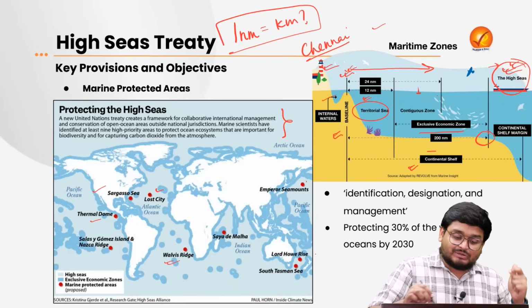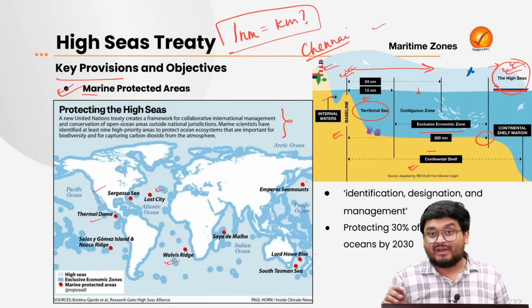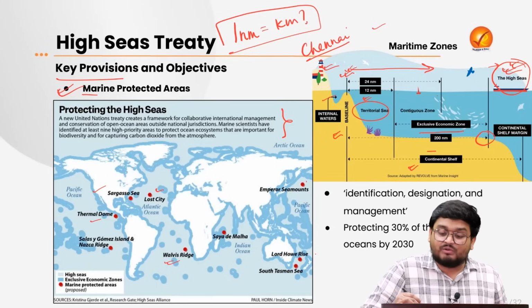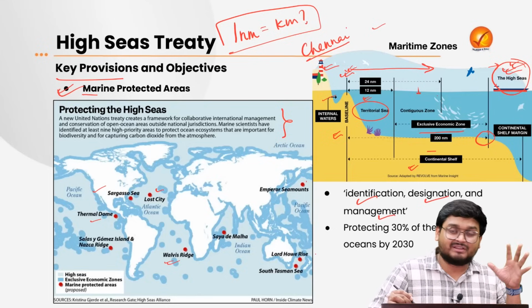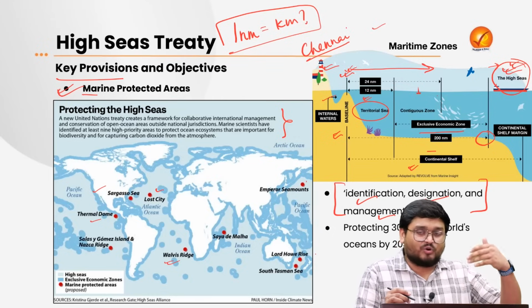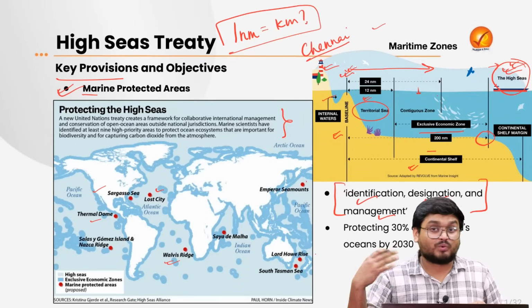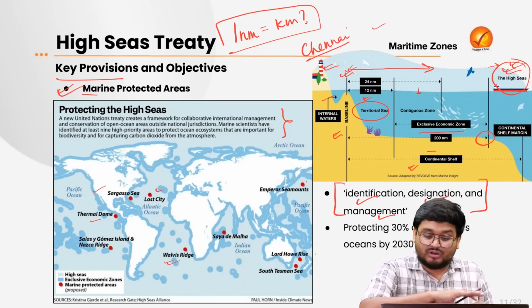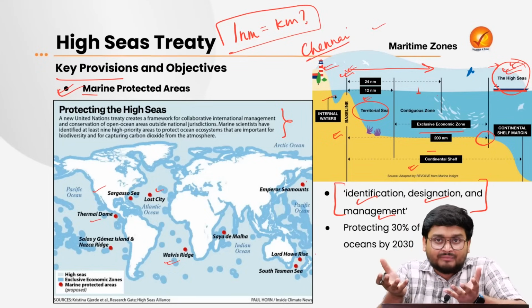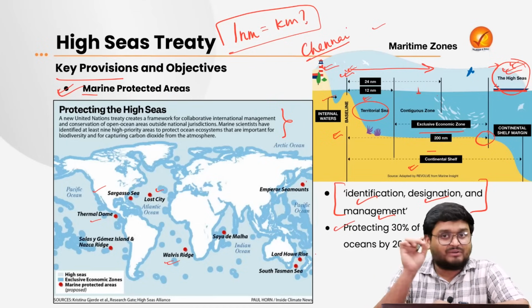And this is why one of the most important key provisions here is to have marine protected areas, where the nations that are members of this treaty will be identifying, designating and managing these areas for conservation and not for exploitation. For example, not conducting fishing activities, or having regulated fishing, regulated mining and regulated exploration in these locations, because these are areas which are highly sensitive and not protected by any nation. So this is where we have the aim of protecting 30% of the ocean by 2030.